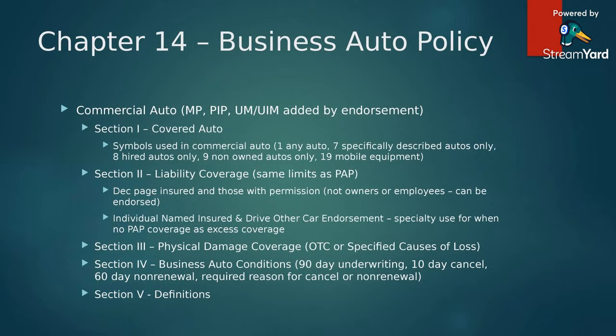All right, Section 4, this is going to be business auto conditions. There is going to be a 90-day underwriting period on commercial auto, so it's a little bit longer than the traditional period for personal. It still does have a 10-day written cancellation notice requirement, and at the end of the policy, because this is a commercial policy, it does require a 60-day non-renewal, and outside of the underwriting period, a reason is required with the cancellation or the non-renewal to be provided to the insured if they decide that they are not going to continue the coverage.